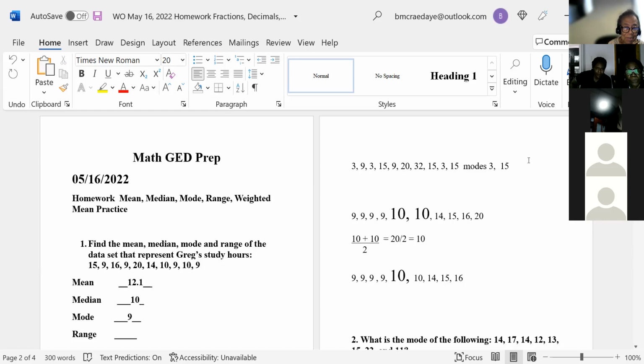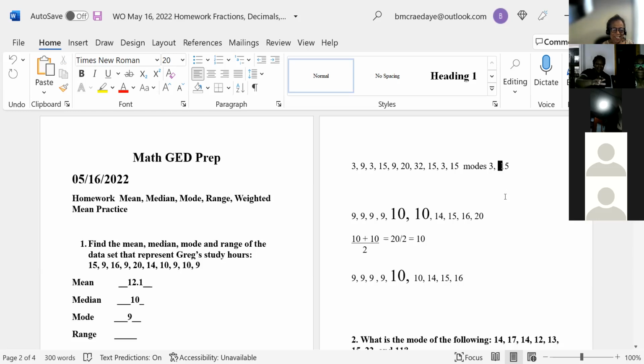Did she say 9, or did she say 15? The most there would be 3 and 15, because there's 3 3s and there's 3 15s, but I only put 2 9s. Another 3: 1, 2, 3. Right. I put another 15: 1, 2, 3. But I only have 2 9s, Michelle. Yes, I got it now. You got it? Okay.